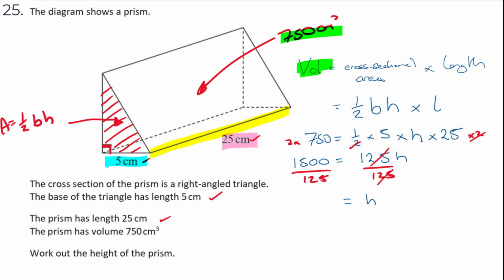I can do that by counting up. 125, double it is 250, and then 250 doubled again would be 500, and 500 fits in 3 times. So I make that 12 times then, isn't it? Okay, so that makes the height equal to 12. 12 what? 12 centimeters, isn't it? So h equals 12 centimeters is my final answer.